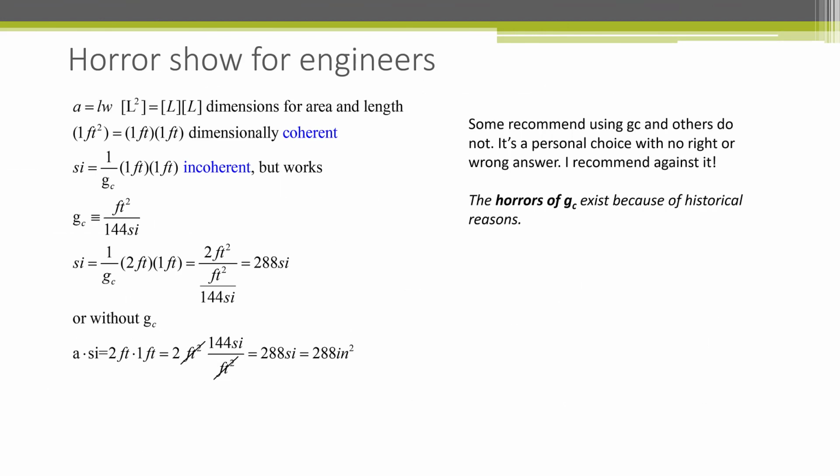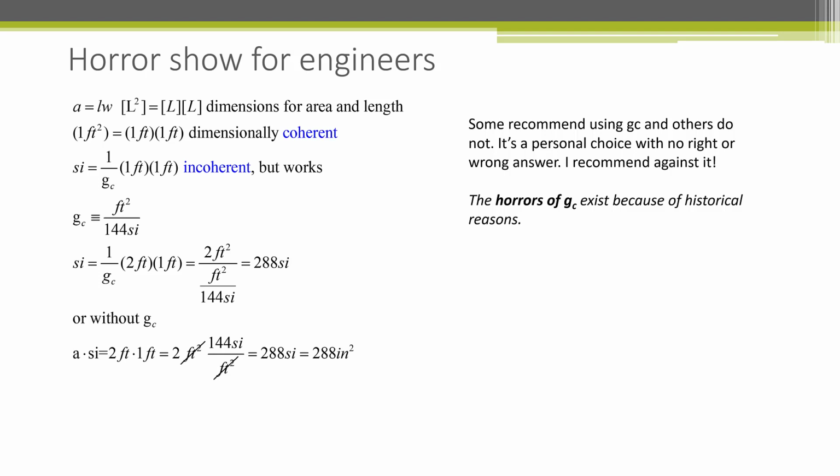Well, here we have a micro horror show for you with the evil character G sub C. G sub C, you probably recall from college, is a conversion factor that is supposed to help you with units conversion. While it's not wrong, it's not needed. It's an artifact that just increases complexity, and you have to remember how to use it. So I will show you the principles of not using G sub C, which is what I recommend, but if you choose to use it, that's fine too.